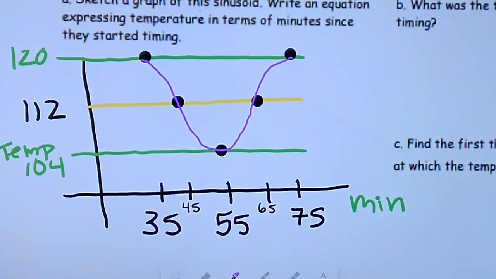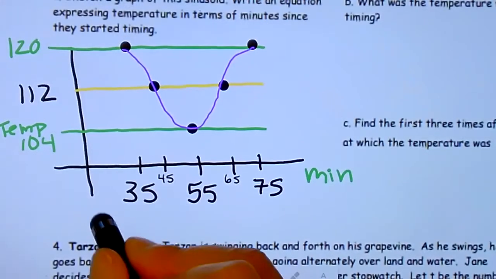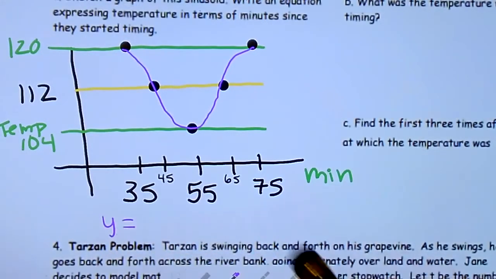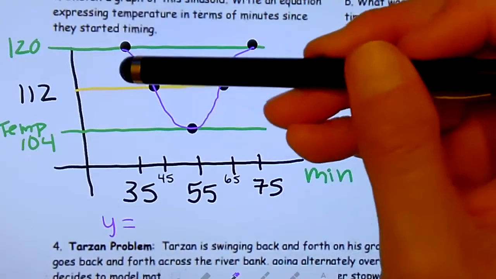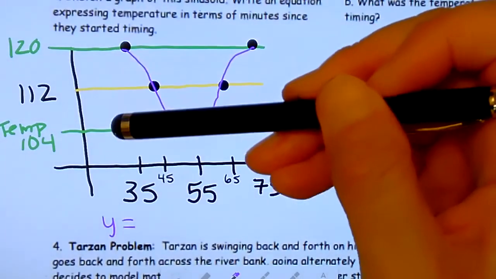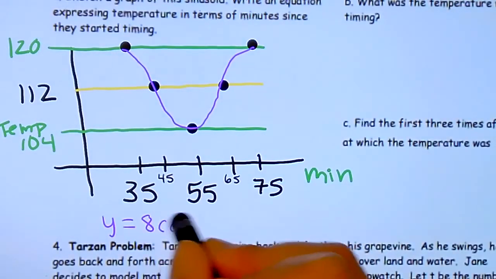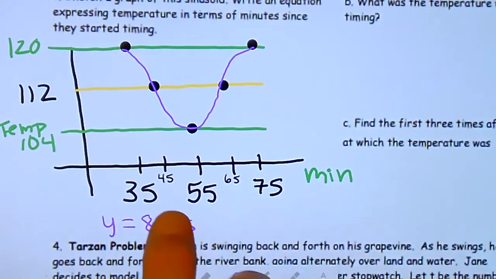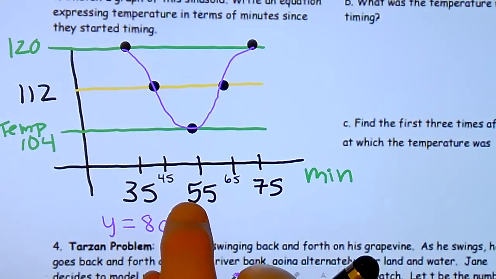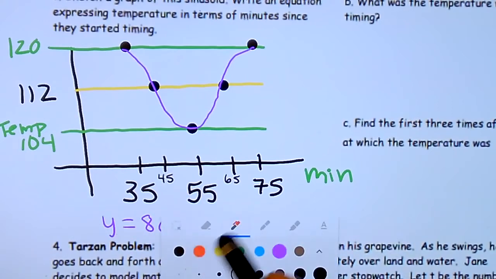Okay. So I need to come up with an equation for this. So I know it's going to start y equal. I'm going to do a cosine. This amplitude, it's 8 in either direction. So 8 cosine. And I know from here to here was 20, and here to here is 20. So my period is 40. Okay. So let me just jot that down.